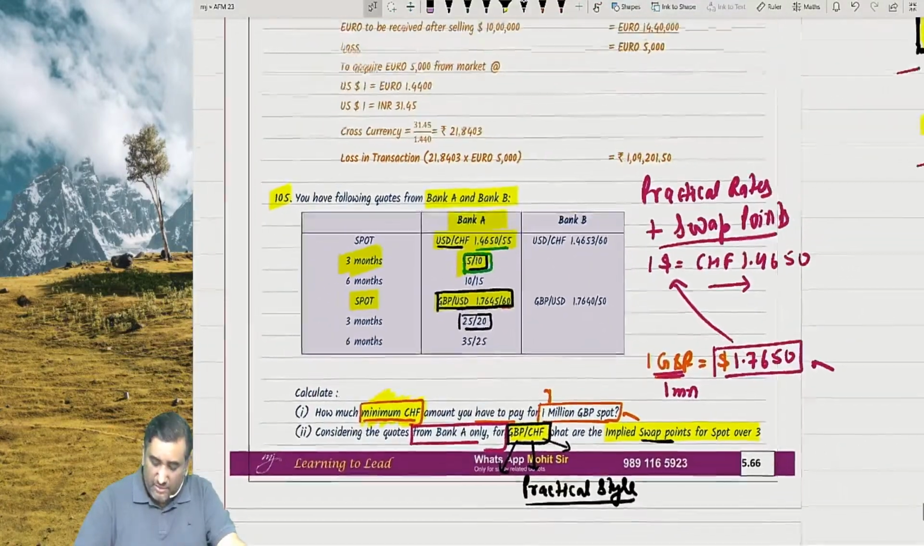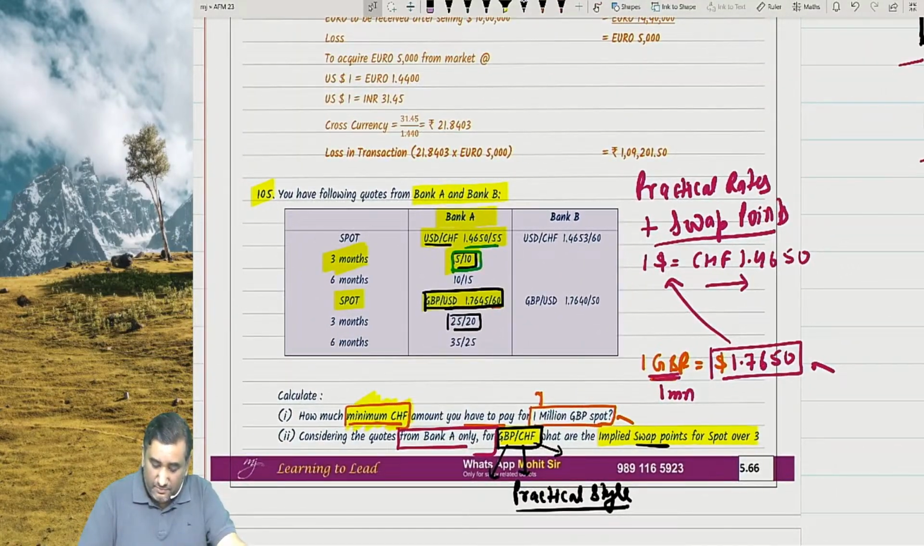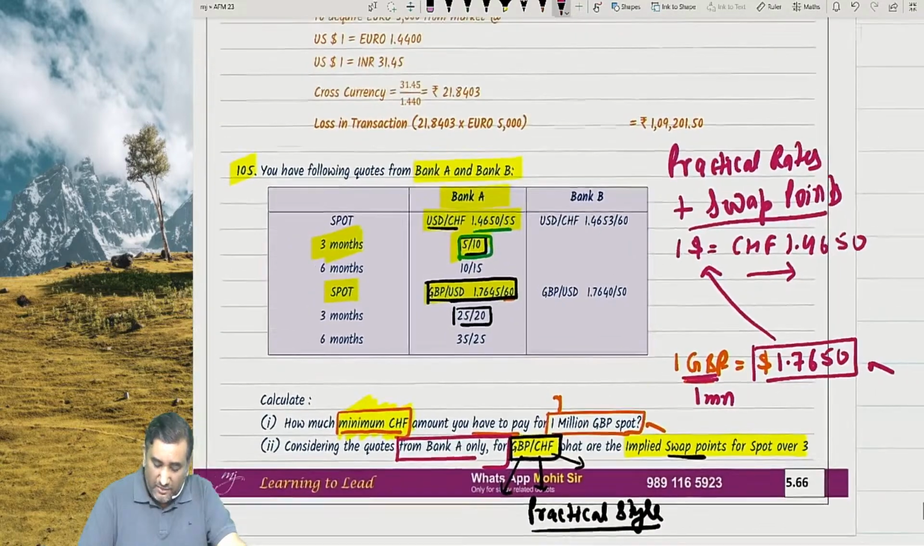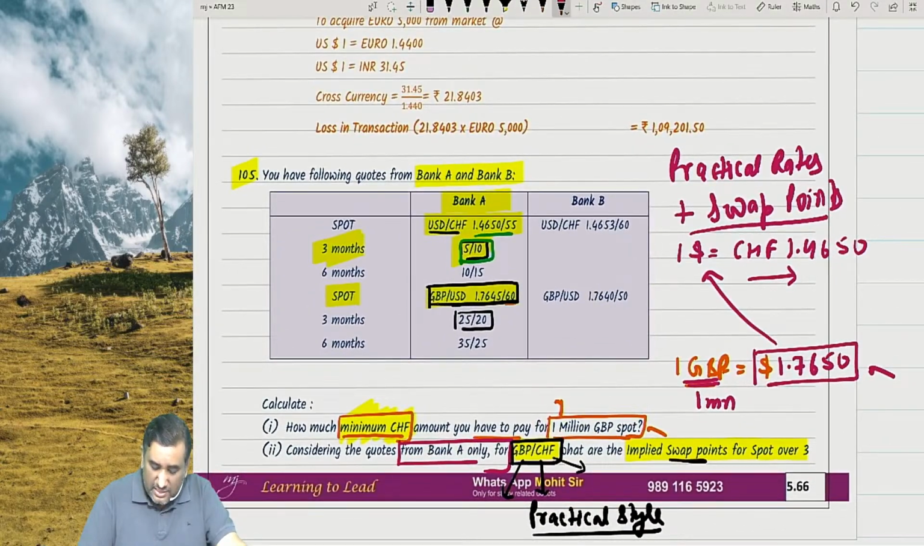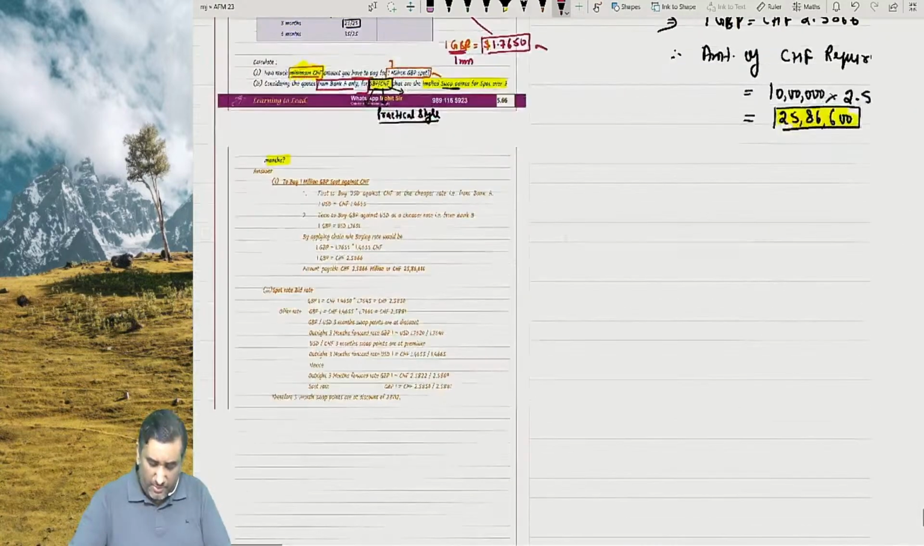It was actually practical rates that are given. So how do we identify? The way of identifying is that in 1 GBP more dollars will come. So it's practical rates plus the swap points. Maybe for that reason I would have taken it. In fact, 42 or 43 is also the same. There could be a possibility that some questions would come in that part. Answer is given, I think. Yes, you will be able to identify the answer.